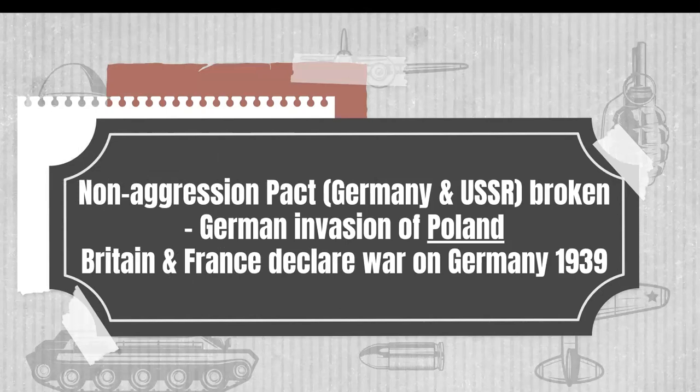So with that, the straw that breaks the camel's back. This is going to be the non-aggression pact between Germany and the USSR. This is going to be broken because Germany will invade Poland. They will invade Poland in 1939, and then Britain and France will swiftly declare war against Germany for failure of appeasement and also failure of meeting that non-aggression pact that Germany had signed.